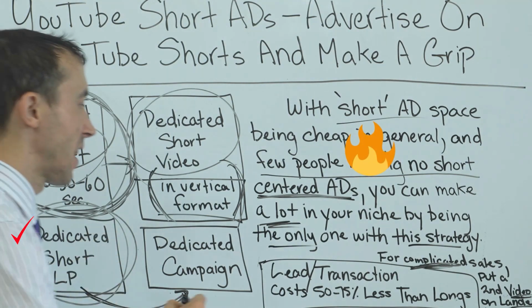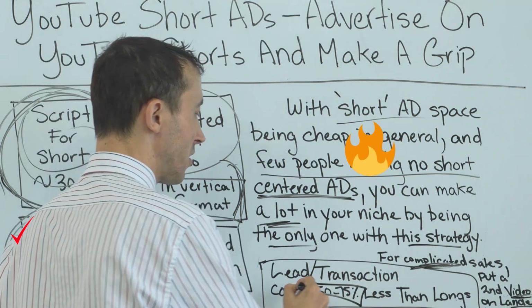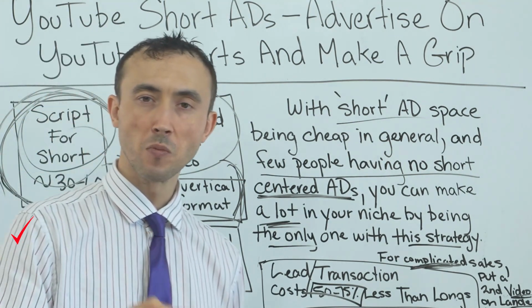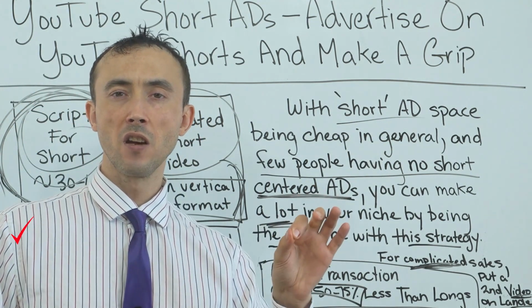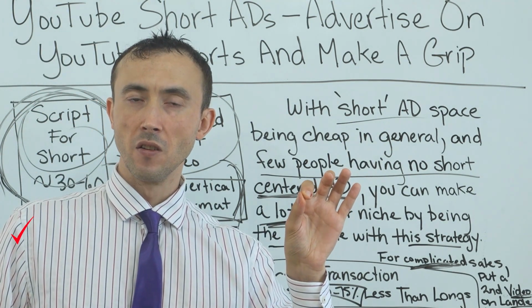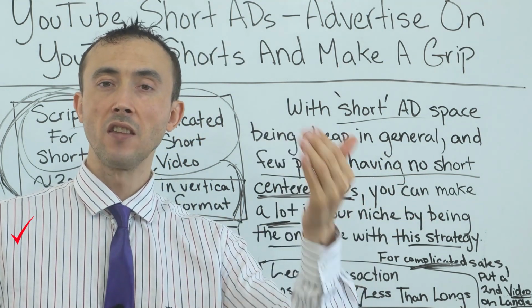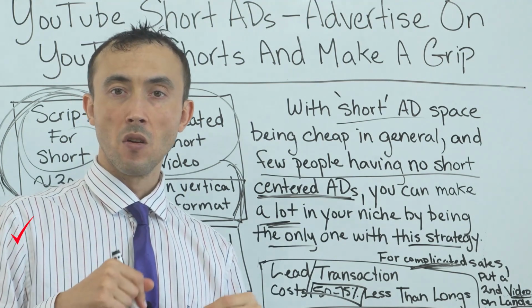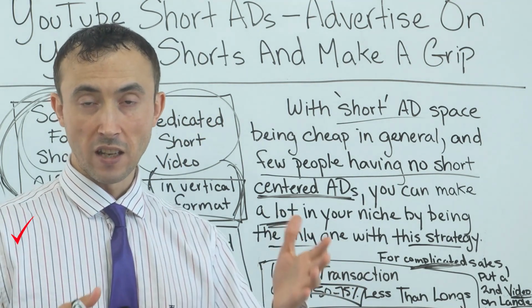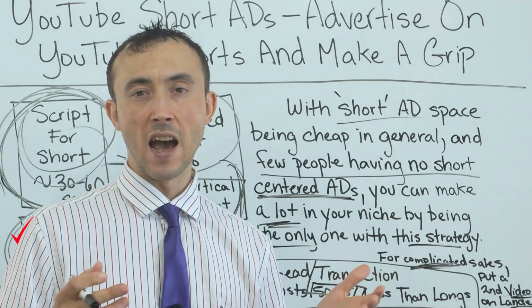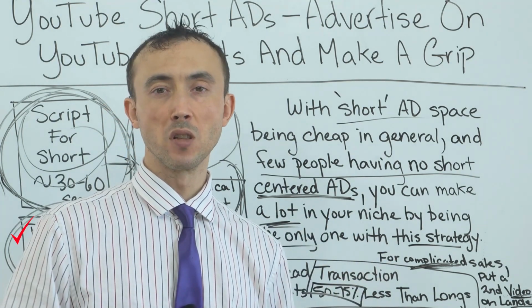Short ads, like I said, are going to give you 50 to 75% lower cost per lead or cost per conversion than your other longer video ads, because they're not used by many people, and if they are being used, they don't have a specialized short ad. If you don't do things like I mentioned, people are just going to skip past your ad because it's taking too long to explain what you need to explain.